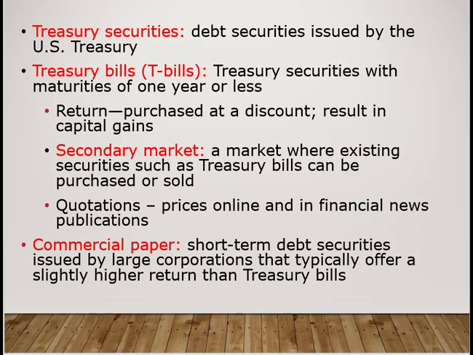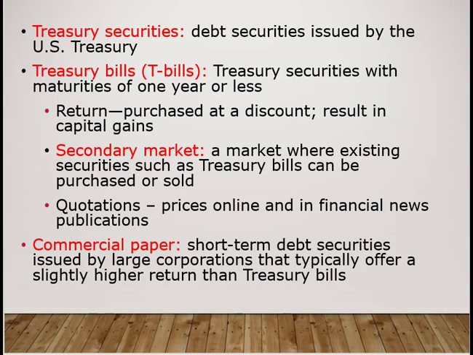There are 2 primary securities. One is called a treasury security issued by the United States government. By definition, they are treasury bills. They have a maturity of 1 year or less. When you buy one of these treasury bills, you purchase it at a discount. So if it's a $10,000 treasury bill, you may only pay $9,500 for that treasury bill. If it matures in 9 months, you get the $10,000. So you paid $9,500, you get $10,000.